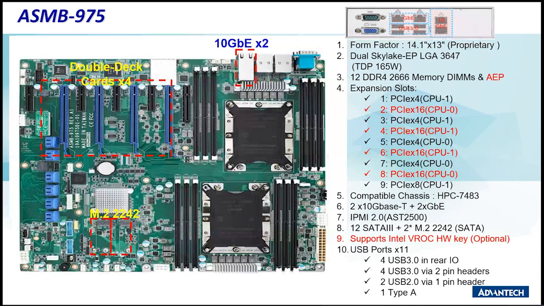Whereas when we look at something like the ASMB 975, I'm even going to go as far as saying that the photo of the board even looks intimidating, especially when you look at those dual sockets right there. This is the type of board that would not only take a Xeon 8180 processor, but it would take 2 of them as well.